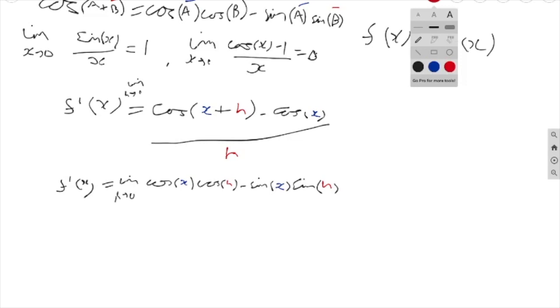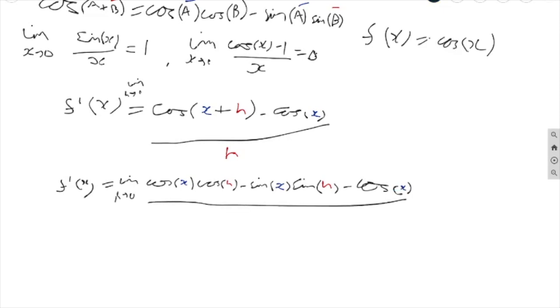Following along using the definition, we have our minus cos over here, and therefore we're going to minus a cos over here. So we're going to do exactly that with minus cos of x. We're going to divide the whole thing then by h. Cool. So now we're going to factorize again as we did before.